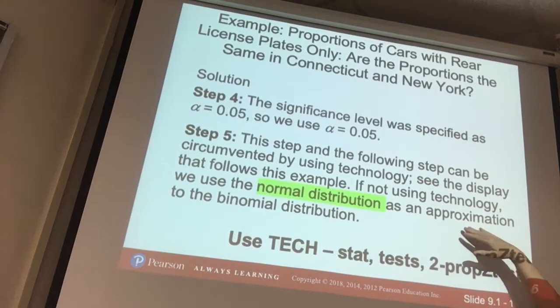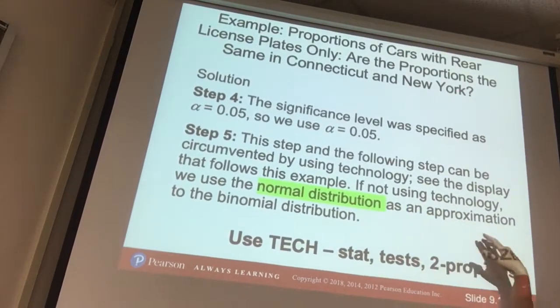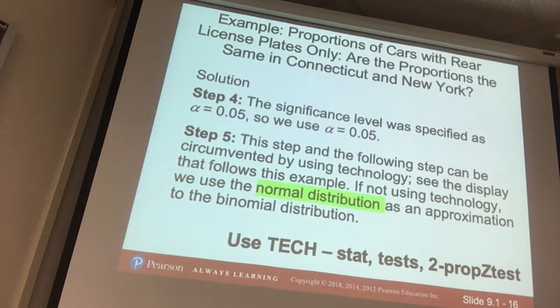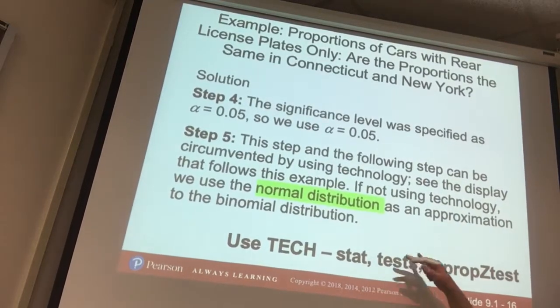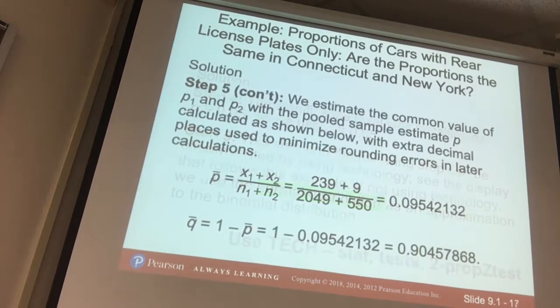If not using technology, we use the normal distribution. That's your z-chart, right? As the approximation of the binomial. So we're going to go to stat, we're going to hit test, we're going to go to a 2-prop z-test. All right, so everybody go there, and we'll do this in a minute.